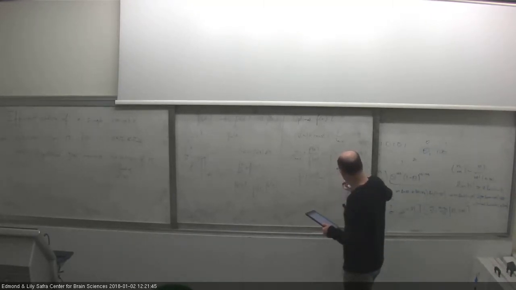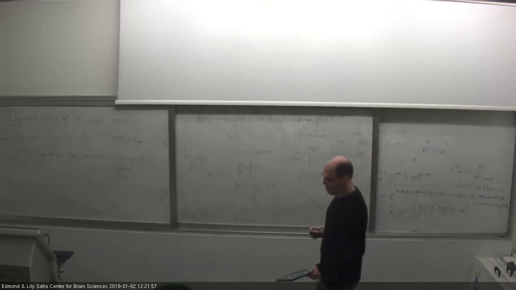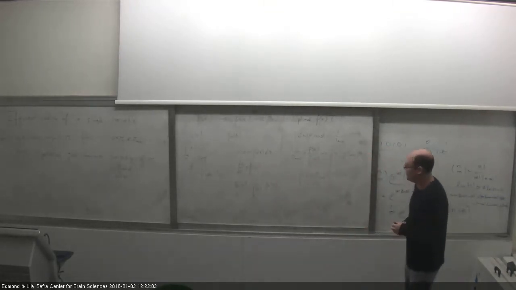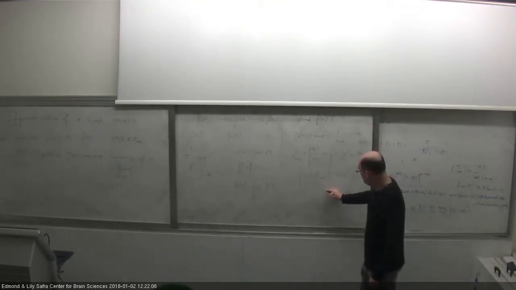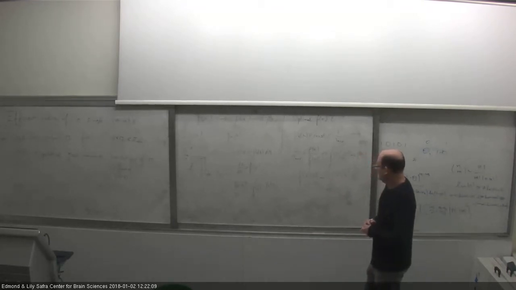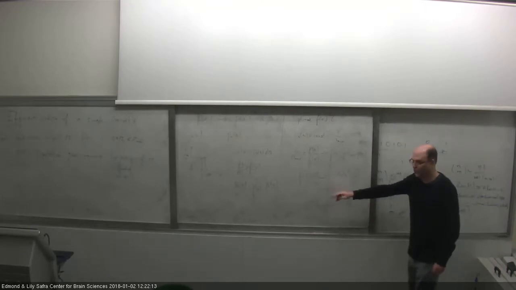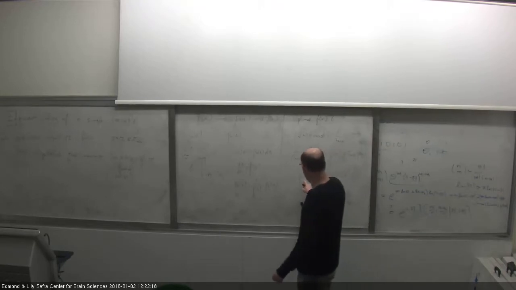Let's try to be a bit more precise. This is an integration variable, so I will give it another name, P of X prime dx prime. The integral is up to X. And where do I start? How do I know that I should start with minus infinity and not with some other value? What is the range?